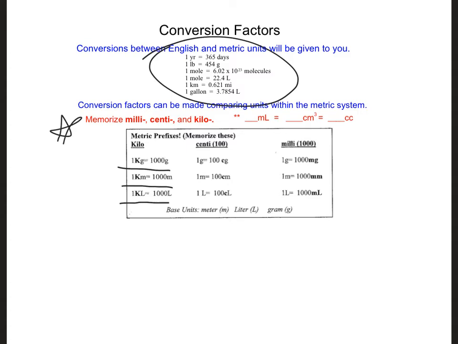Centi is similar. It just means for 1 base unit, you have 100 of the centi units. So 1 gram is 100 centigrams. 1 meter, 100 centimeters. 1 liter, 100 centiliters. Again, just prefixes.